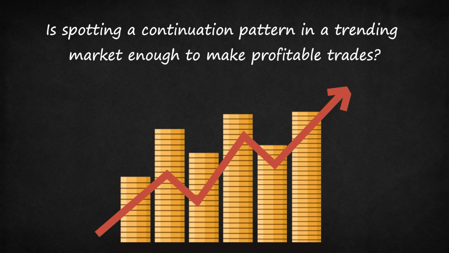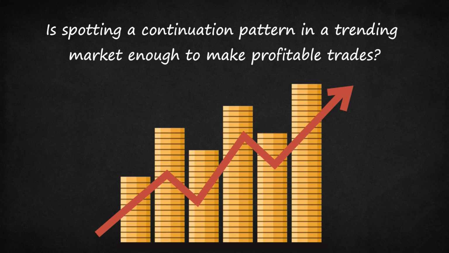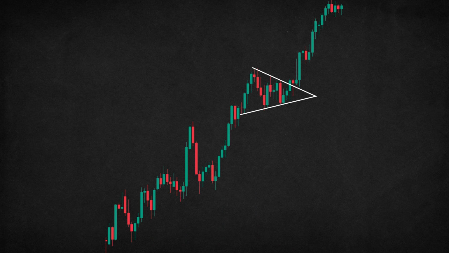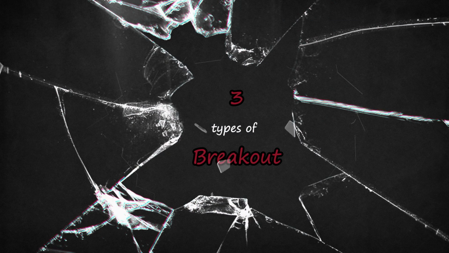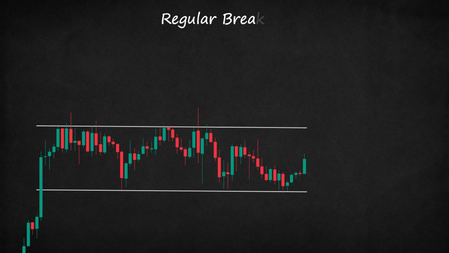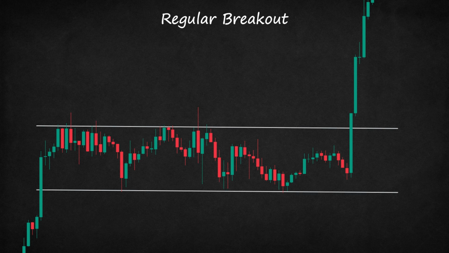Is spotting a continuation pattern in a trending market enough to make profitable trades? The short answer is no. To make profitable trades, you need specific rules to know when to enter and exit a trade, either in a profit or loss. But before we delve into how to enter and exit a trade in a continuation pattern, let's try to understand the three types of breakouts. The first type is the regular breakout. It happens when the price breaks the key level without making any pullback or retest.